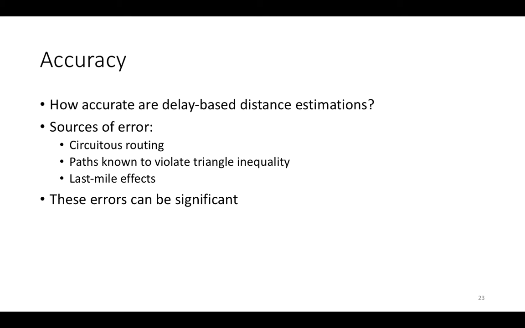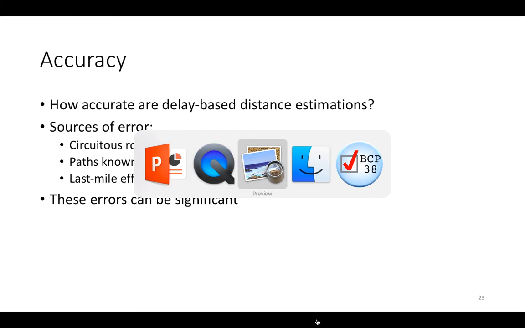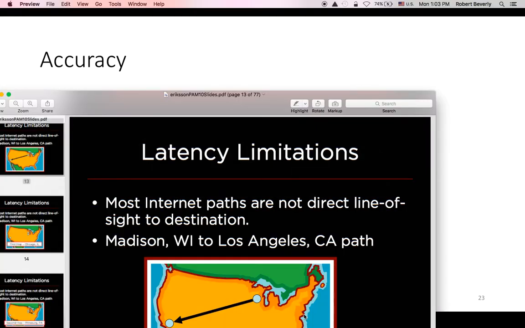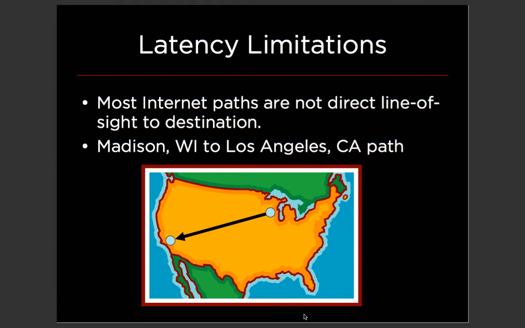How accurate are these delay-based distance estimations? Well, there's at least three sources of error. We can have circuitous routing. Paths are often known to violate the triangle inequality, and there can be last mile effects. For instance, things like DSL and cable often add considerable queuing and transmission delay. So these errors can be significant. Let me quickly show you an example of different kinds of latency limitations. These slides are from Brian Erickson in his PAM 2010 talk.